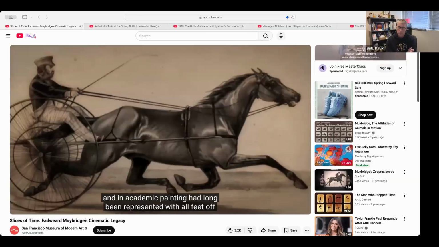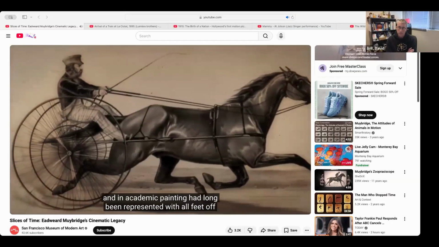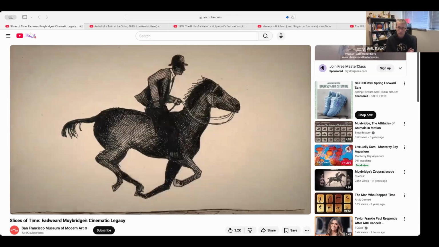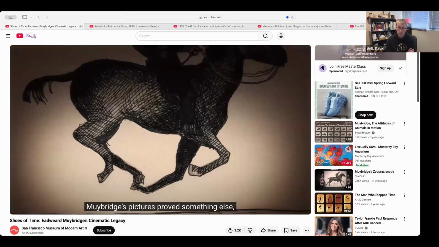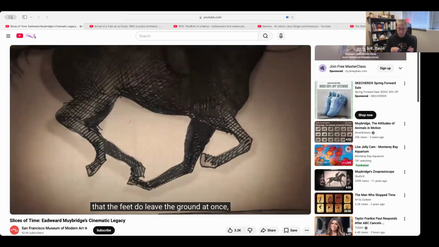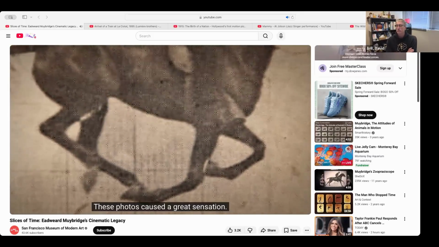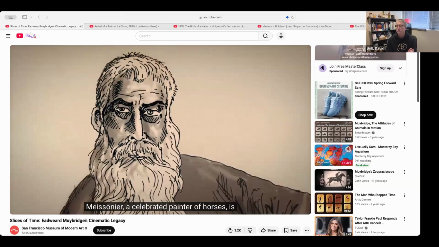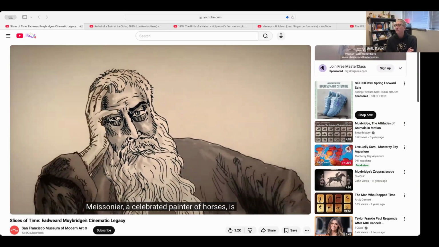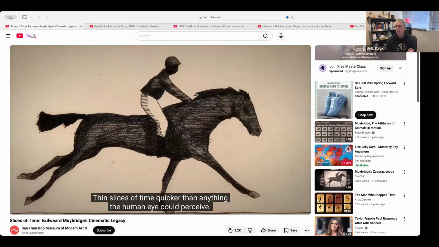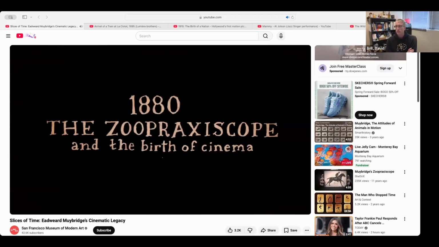Horses on merry-go-rounds and an academic painting had long been represented with all feet off the ground, stretched out in front and back. Muybridge's pictures proved something else, that the feet do leave the ground at once, but when they're under the horse's body. These photos caused a great sensation. Meissonier, a celebrated painter of horses, is said to have wept when he saw Muybridge's photographs. It was the first time that such rapid motion could be seen like this, thin slices of time, quicker than anything the human eye could perceive.